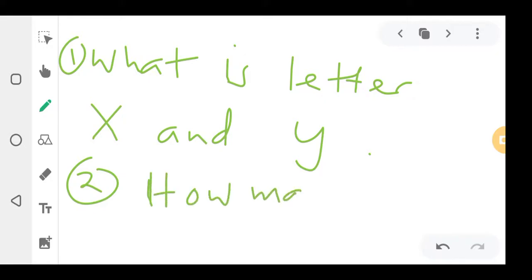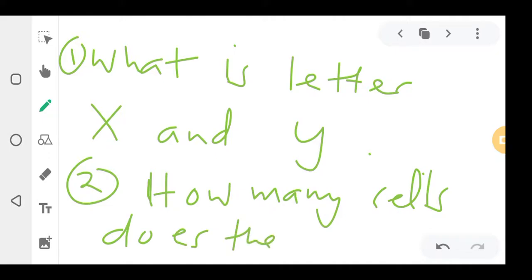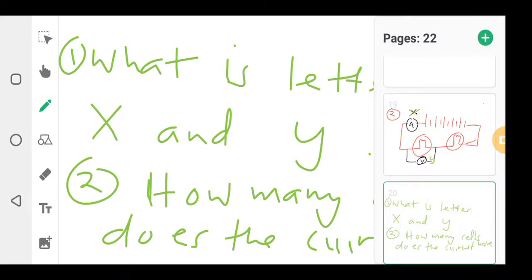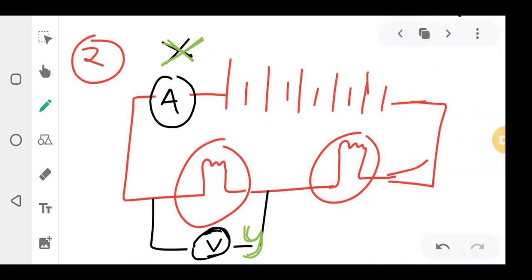How many cells does the circuit have? I taught you how to do cells. So how many cells does the circuit have?